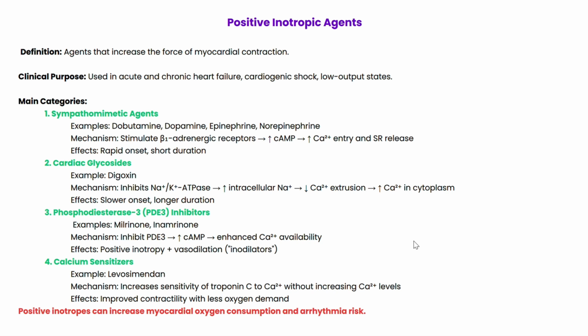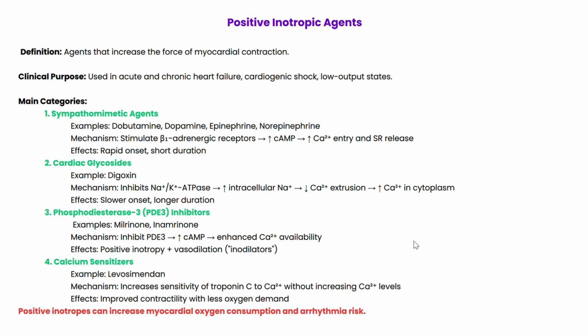Fourth is calcium sensitizers, a newer class with levosimendan as the primary example. Instead of increasing calcium levels, these drugs make the heart more sensitive to the calcium that's already there, especially at the level of troponin C. This helps improve contraction without increasing oxygen demand or risking calcium overload.